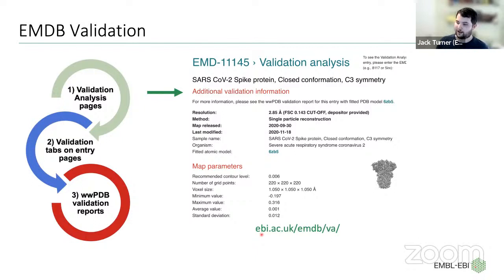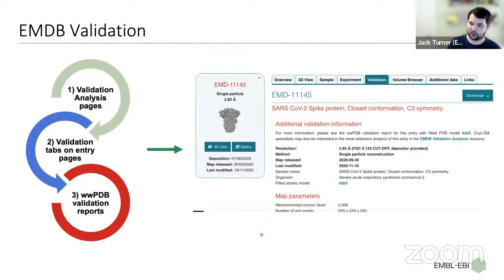So once it's all working and once we're happy with the way that we're presenting it, we can then move this to tier 2 of validation. And tier 2 of validation is the validation tab on our entry pages. So that search results page that I previously showed, if you were to have clicked on that entry that was there, you would get taken to the overview page. And then as you go along, you would get taken to the validation page here. And this is tier 2. If you are interested in seeing tier 1 validation analysis, you can click this EMDB validation analysis button here, and that will take you to tier 1 validation analysis for that entry.